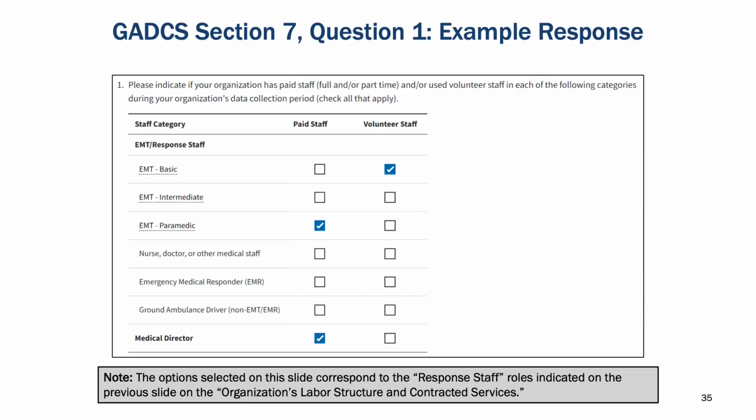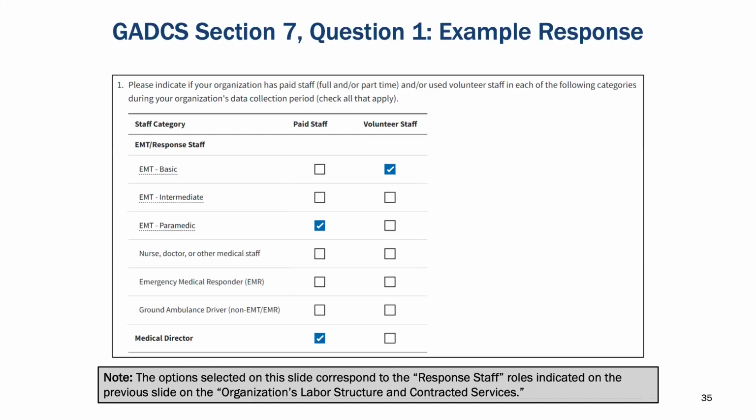The organization would check yes in the volunteer column for the EMT basics and volunteer administrative facilities staff. For the paid column, this organization would check yes for the EMT paramedic and medical director rows. As a reminder, each employee should only be counted once in one role throughout the labor section, and employees with any EMT or response roles should be categorized in the relevant EMT response category. So the volunteer EMT who does basic vehicle maintenance is categorized here and not as a vehicle maintenance staff.